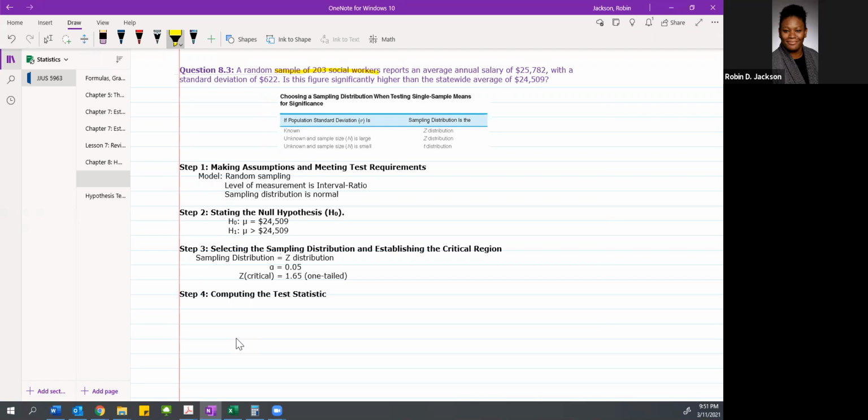That sample reports an average annual salary of $25,782. So we know that this is our sample mean, our sample average. And that sample mean has a standard deviation of $622. So what the researchers want to know is, is this figure significantly higher than the statewide average of $24,509? So that's our population mean.